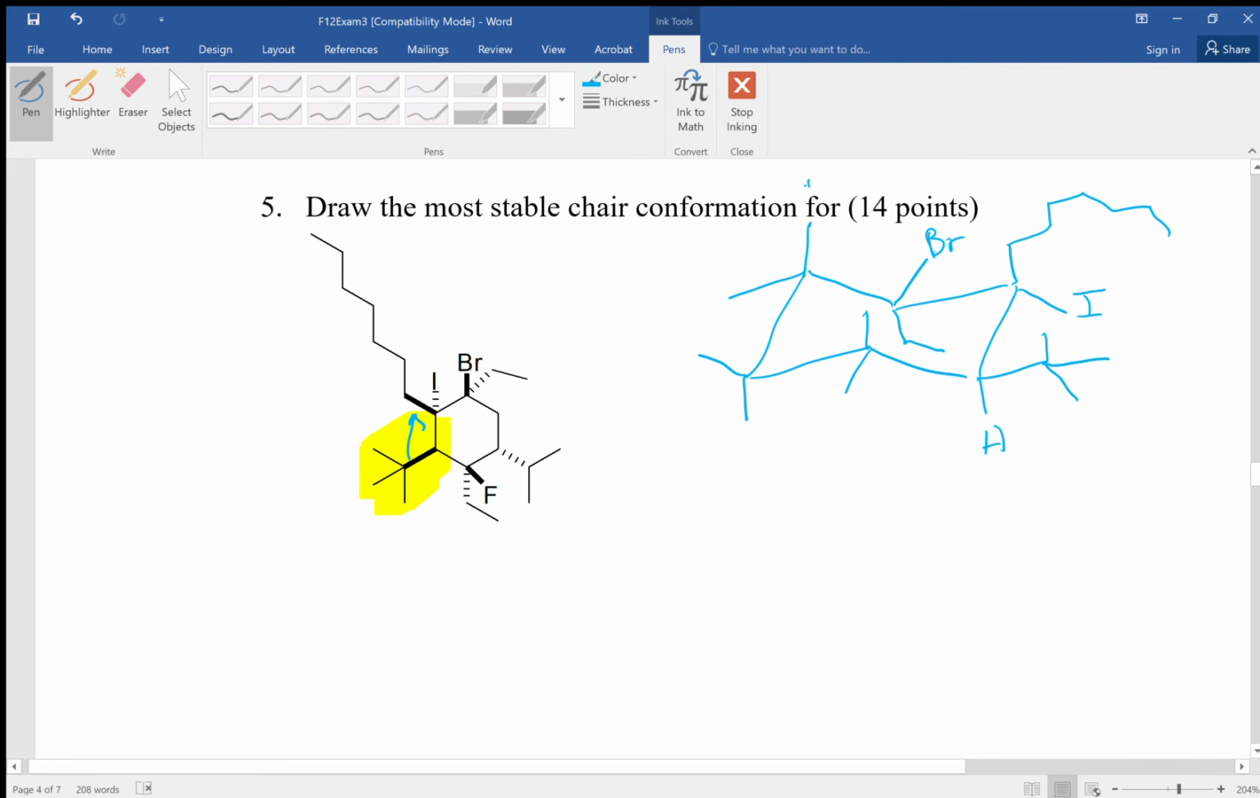The next carbon has hydrogens in both positions. Then we have an isopropyl down and a hydrogen up. And finally a fluorine up and an ethyl down.